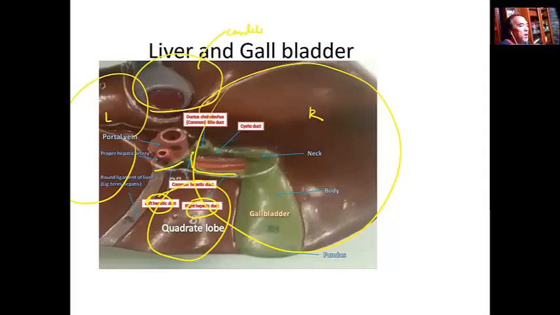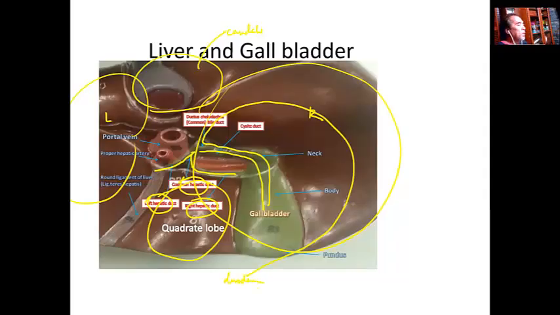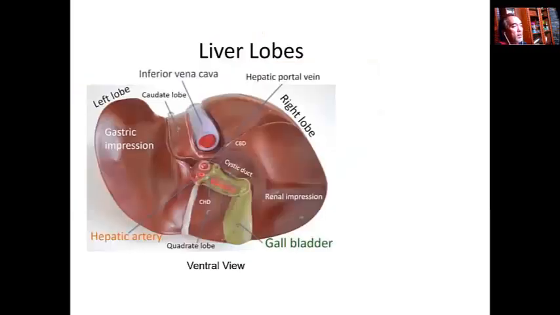They become one to become the common hepatic duct. And then it goes to the cystic duct to the gallbladder. Then from the gallbladder, it goes to the cystic duct and comes out to become the common bile duct and goes to the duodenum. Okay, that's going to be the flow of the gallbladder.